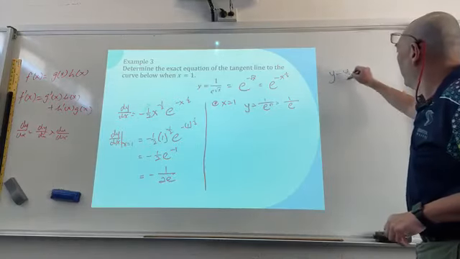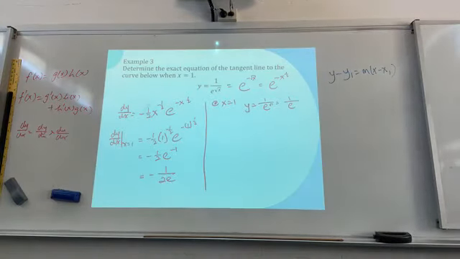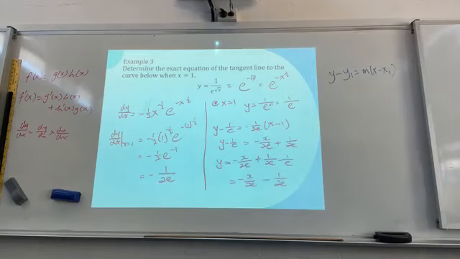Remember, y minus y1 equals m times x minus x1. Of course, like I said, if you like, you can use y equals mx plus c, but I generally find this a little bit quicker when I want to look for the equation, knowing the gradient and 1 point, in my opinion anyway. So if you substitute that in, y minus 1 over e, which is the y coordinate, is minus 1 over 2e, which is the gradient, times x minus 1, when x is 1. So therefore, this is the equation: y equals minus x over 2e minus 1 over 2e.